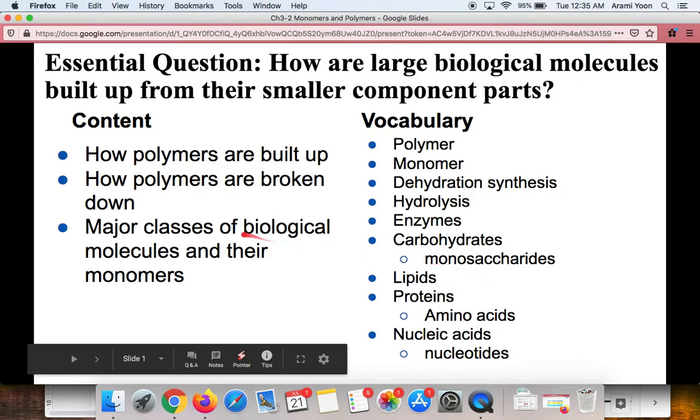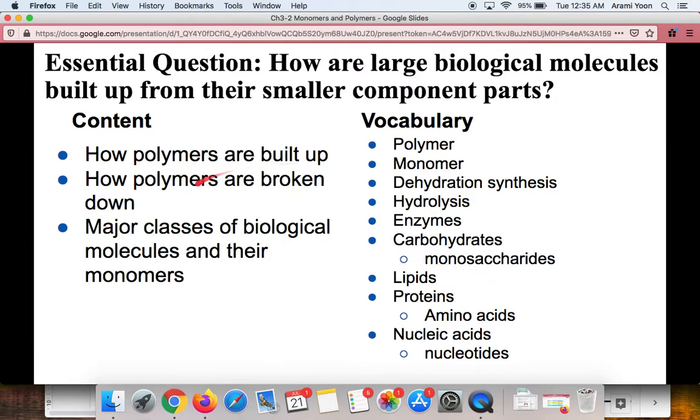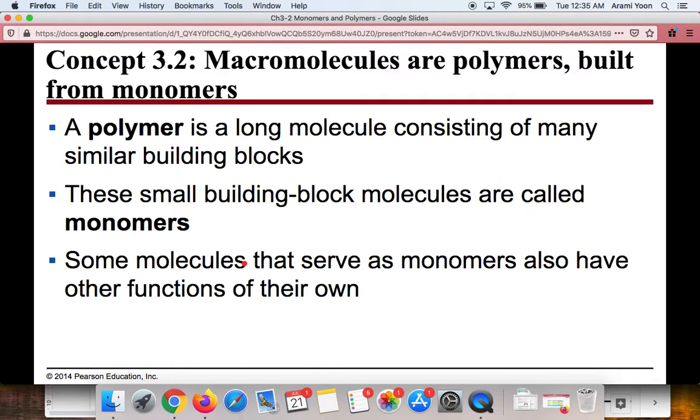So first, let's talk about how polymers are built up and how they're broken down, and then I'll give you a brief overview of the major classes of biological molecules, and their monomers.